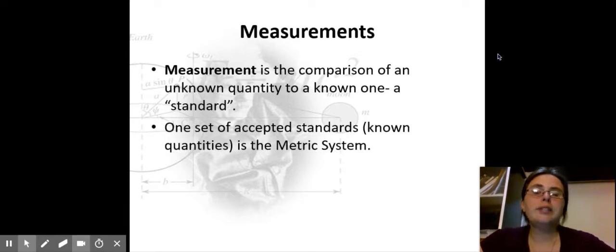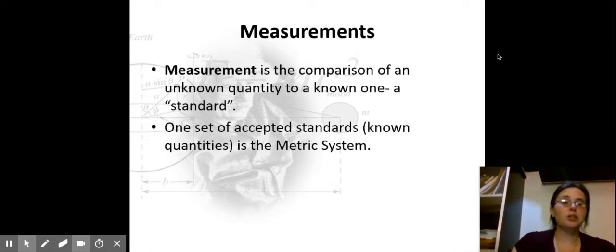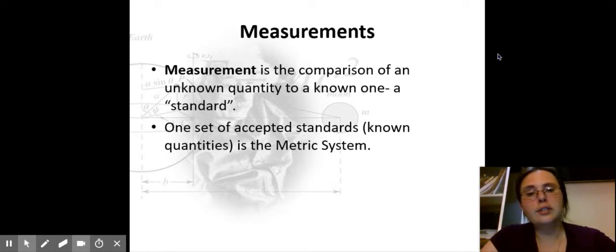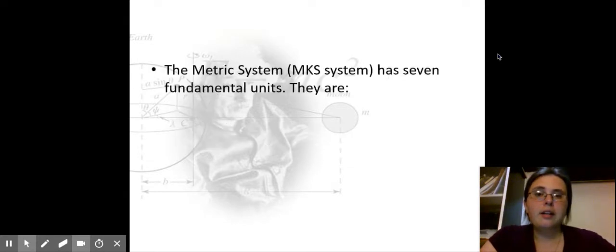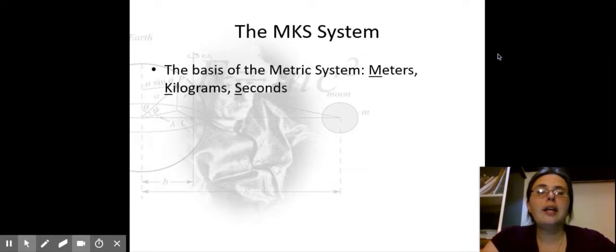And then one set of accepted standards is known as the metric system. The metric system is used throughout the world, other than the United States and a couple of other places, but even the other places don't just use the metric system, they use other things as well. We are the only country that does not use the metric system pretty much at all. Okay, anyway, the metric system has 7 fundamental units, and they are based on meters, kilograms, and seconds.